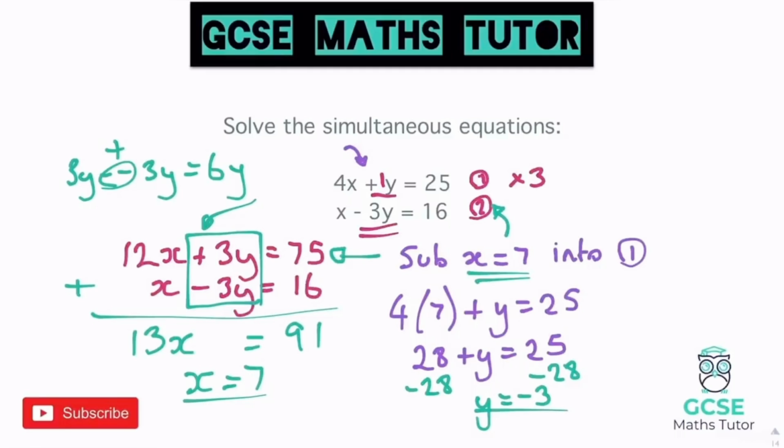So let's have a think. If I did sub it into equation 2, we'd have had 7 take away 3y equals 16. It doesn't quite seem as nice here, because now when we take away 7, we have negative 3y equals 9. And then when you divide by negative 3, 9 divided by negative 3 is negative 3. So we could have solved it in that equation as well, but I've opted to go for the easier one there.